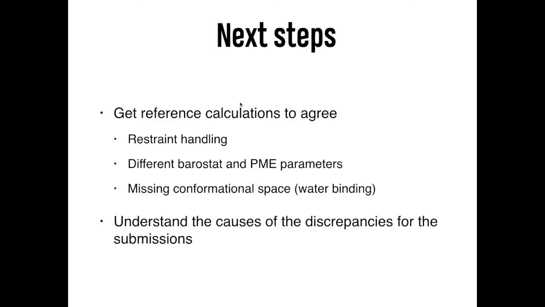So next steps. First of all, we need to get the reference calculations to agree. That's step number 1. We still have some leads besides the convergence. In the best case scenario, this is a methodological issue, and it's fast to track down. In the worst case scenario, we may need to compare the conformations that we are actually sampling and see if there is actually a sampling problem here.